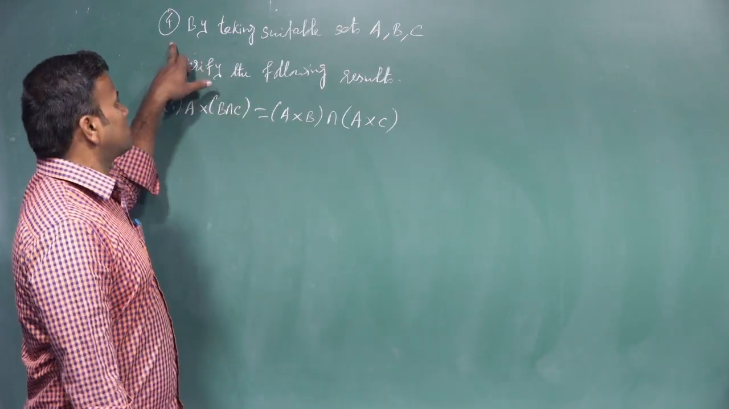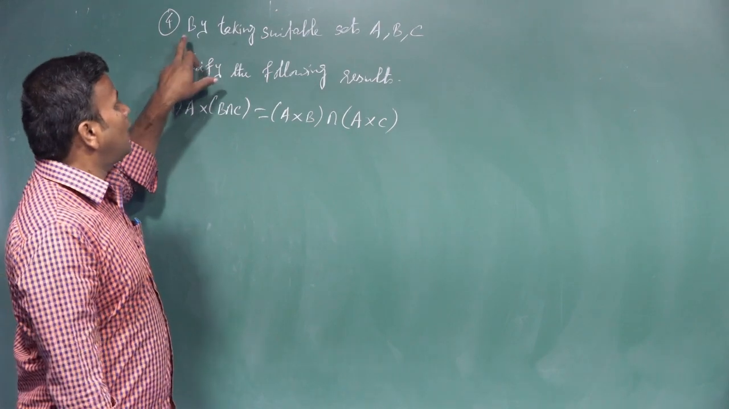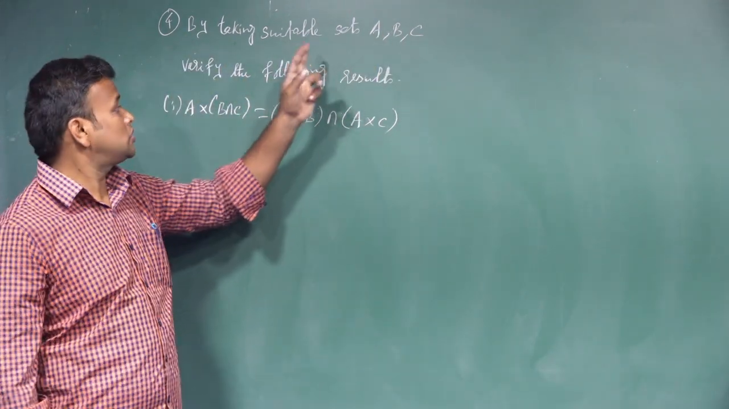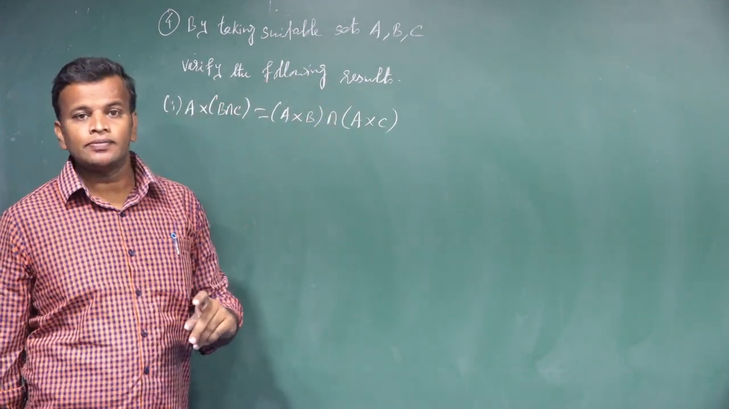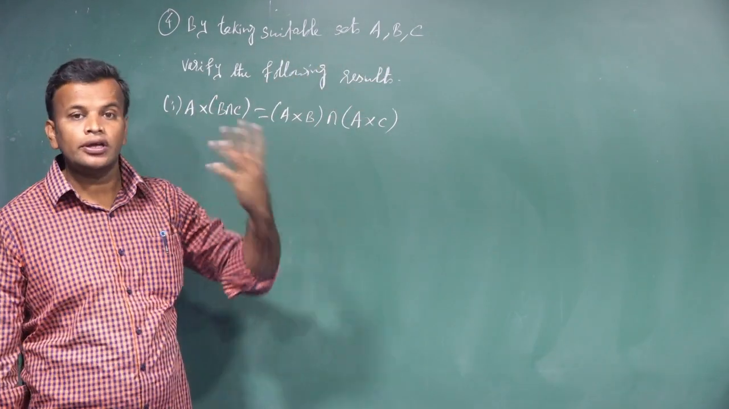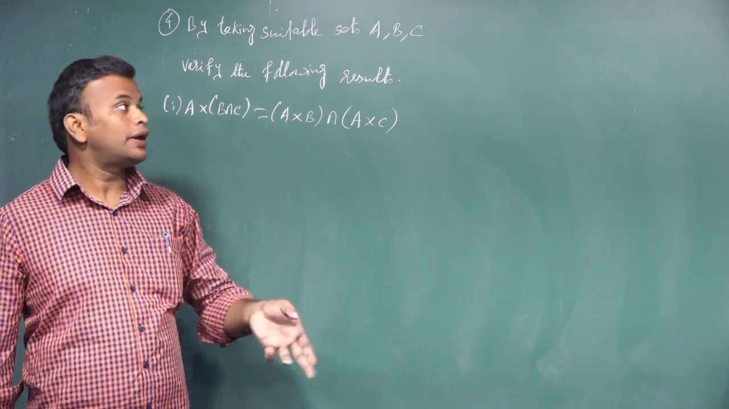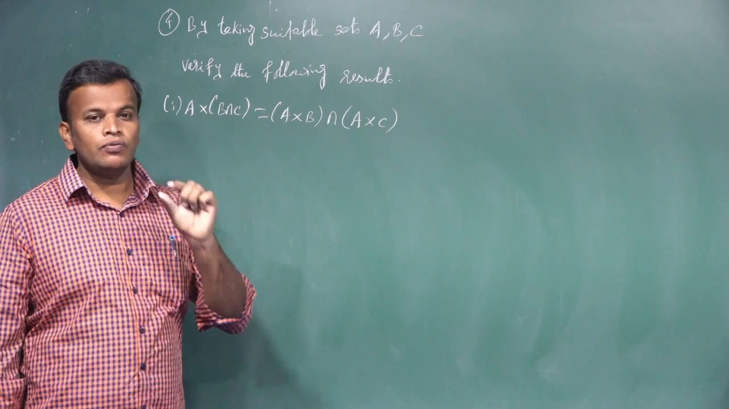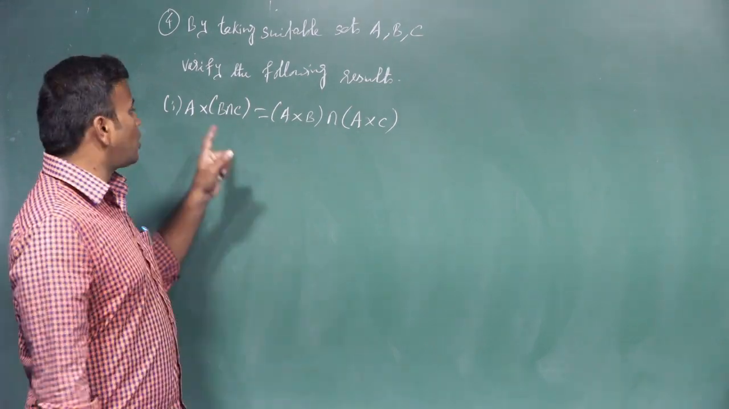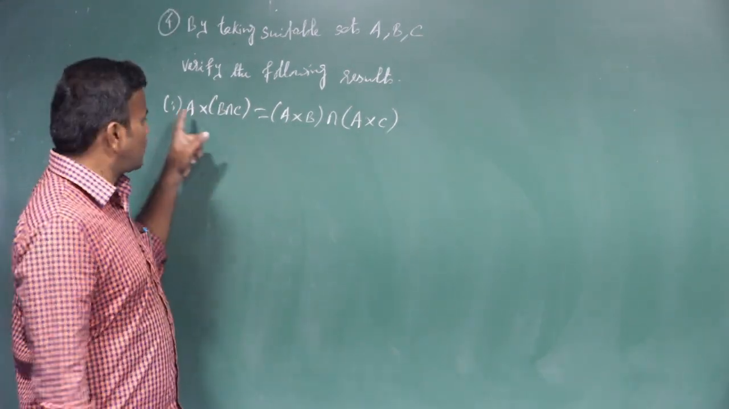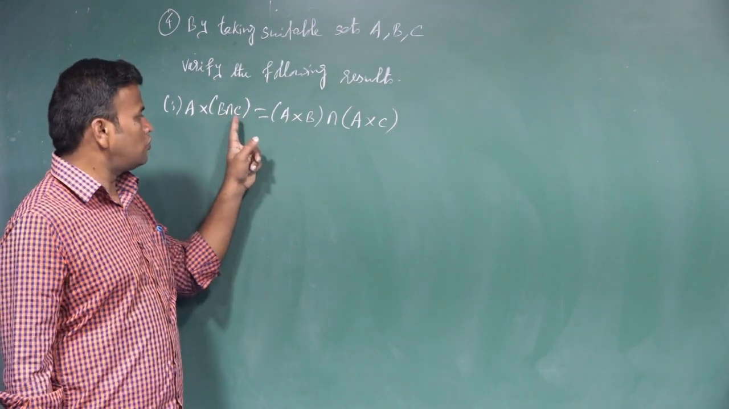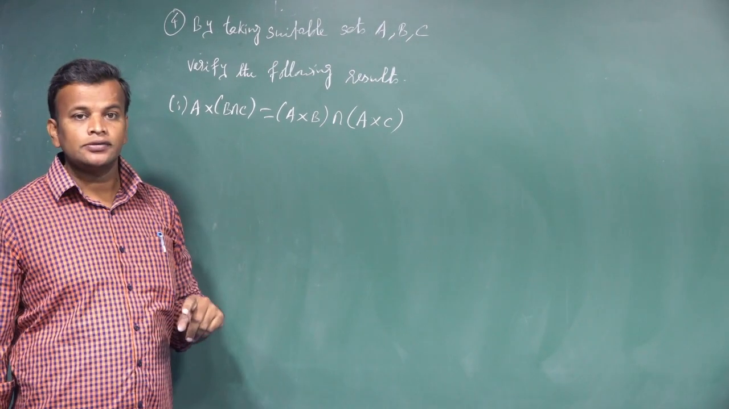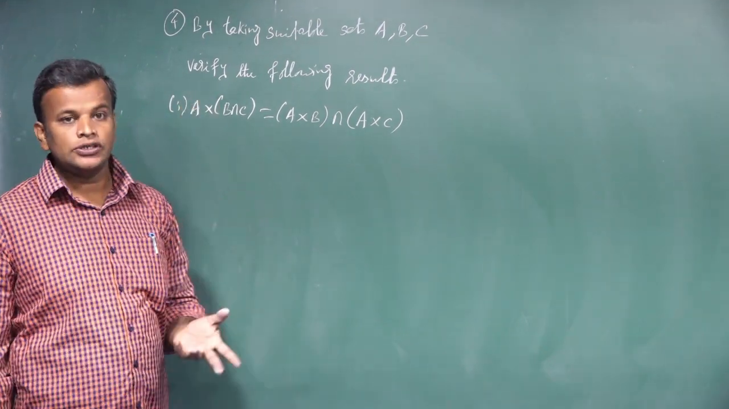Now we move to the next question, the fourth one. By taking suitable sets A, B, C, we verify the following results. The sets A, B, C are not given; it is your choice. You can take any values for A, B and C, but importantly we take a minimum number of values, because Cartesian products are involved here. How to read: A cross (B intersection C) is equal to (A cross B) intersection (A cross C).